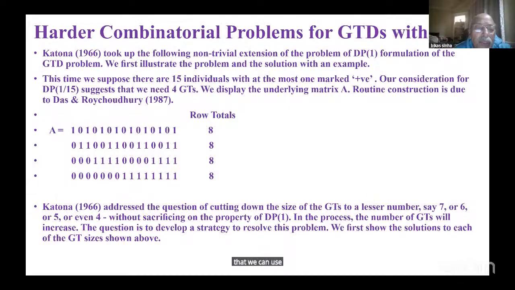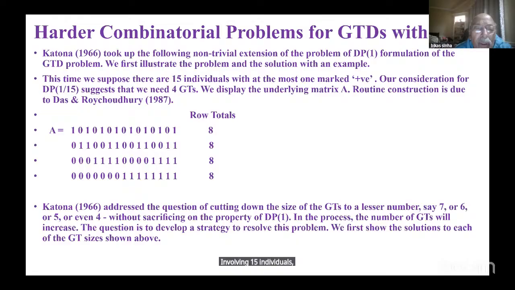We use 4 group tests. This is group test number 1, pulling the blood sample from individuals 1, 3, 5, 7, 9, 11, 13, 15. The next one is 2, 3, then 6, 7, and then 10, 11, and then 14, 15, like that. So we are pulling the blood sample from 8 individuals in every group test. So these are the 4 group tests involving 15 individuals.